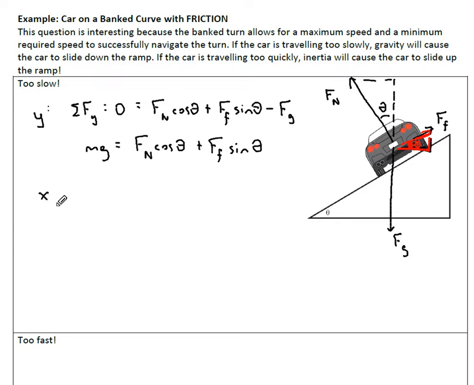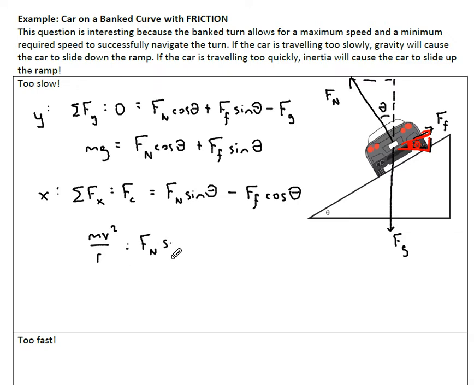Then the x direction, to see what happens. Sum of the forces in the x direction: we know our net force is equal to the centripetal force in the x direction, because our centripetal force is directly to the left. What is causing that? You can see that Fn sine theta is to the left, but force of friction is actually in the opposite direction, so minus the force of friction cos theta. If we plug in some values or variables, we get mv squared over r is equal to Fn sine theta minus force of friction cos theta.